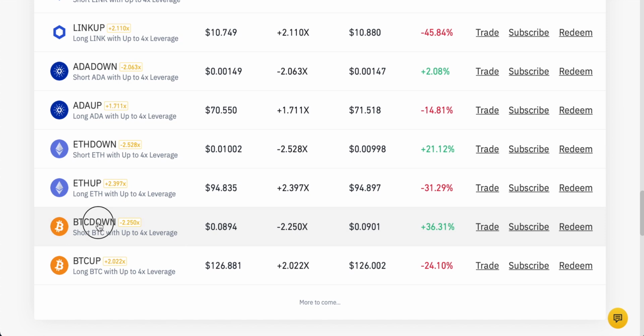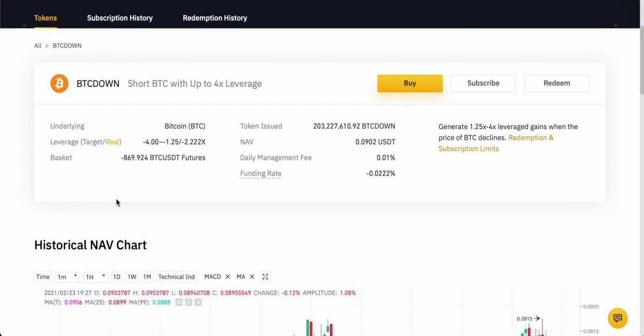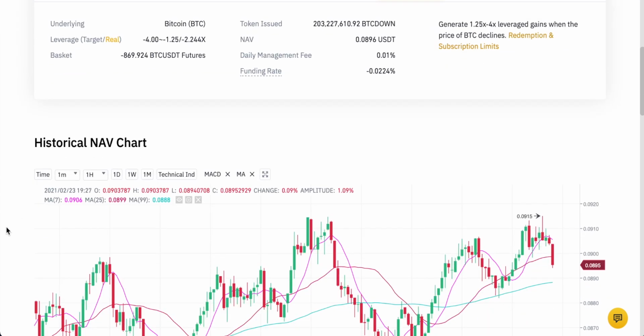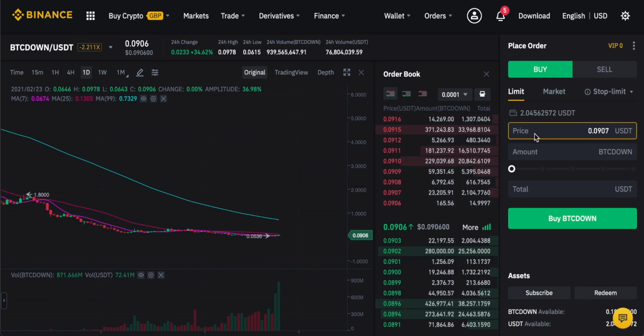Binance leverage trading tokens allow you to leverage up your trading and take advantage of price movements in a wide range of cryptocurrencies. By exaggerating prices up to 5 times what they would be otherwise, you can leverage up your profits and your losses by trading Binance's special leveraged tokens.